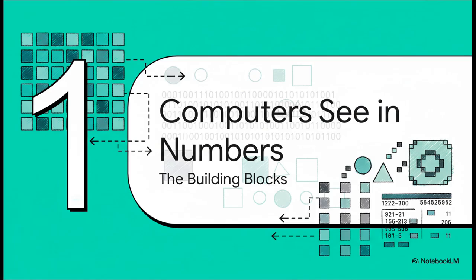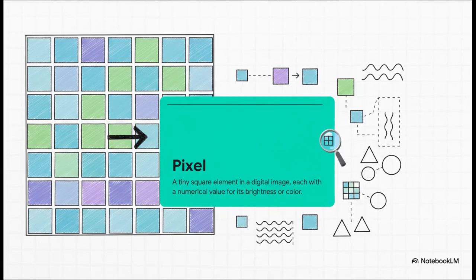Okay, so to really get how AI works with images, we've got to start with the fundamental building block of any digital picture you've ever seen. You guessed it, the pixel. Think of it like a single tiny tile in a massive mosaic. Every single tile has a number that tells it what color or brightness to be, and when you put millions of these little numbered tiles together, boom, you get a complete image.